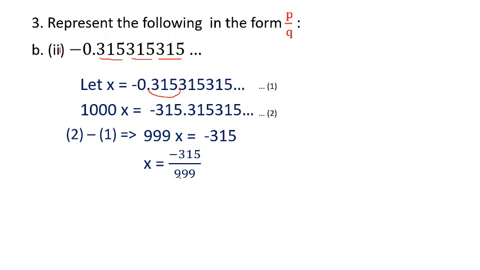Negative 315 by 999. Is it further divisible? Let us check: 3 plus 1 is 4, 4 plus 5 is 9. Hence this number is divisible by 9. So I have divided this by 3. 105 by 333. Is it divisible by 3? Let us check. 1 plus 5 is 6. 6 is divisible by 3. Hence it will divide further. 35 by 111. Is it divisible by 3? 1 plus 1 plus 1 is 3, but 3 plus 5 is 8. 8 is not divisible by 3. Hence this is your answer.